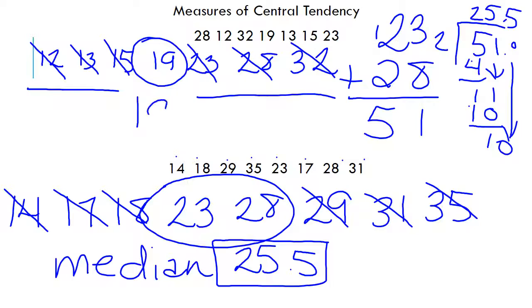Whereas the one on top, the median was 19. And that was the odd set of numbers. And the bottom set of numbers were an even set. And that's why we had 2 numbers in the middle.